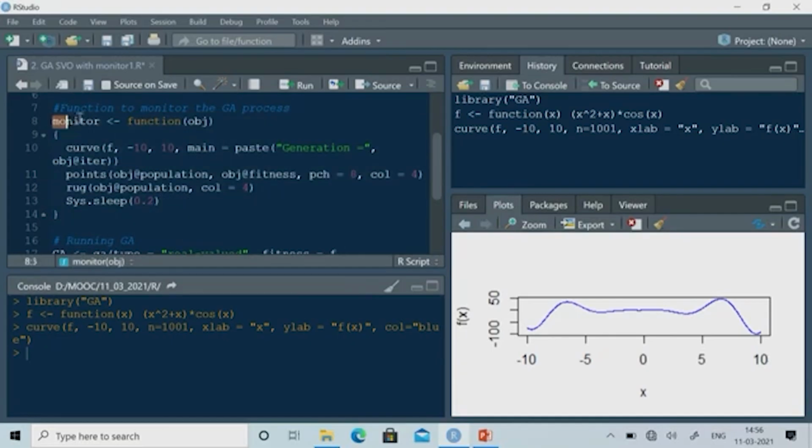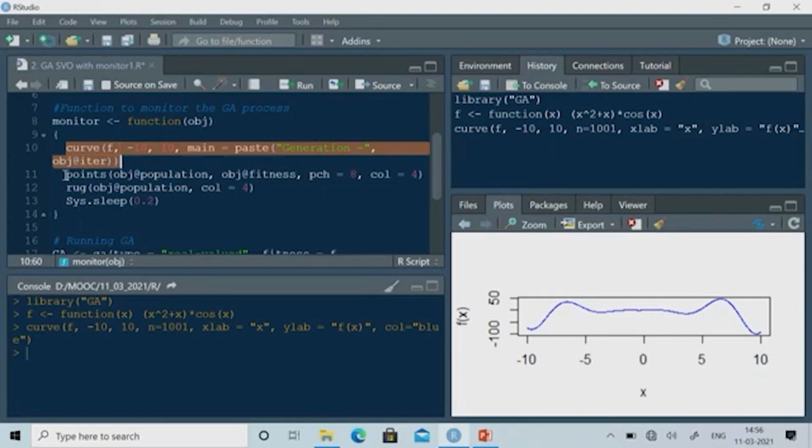So, here you are defining it as a function. So, monitor is a function, and this is a function of objective. And here, the first line is to plot the curve. So, this is the plot I would like to plot. This is the first line, and this is between -10 and 10. So, the curve function you have already used. If you execute this particular line, this curve will be drawn.